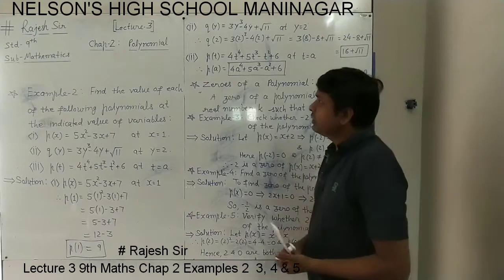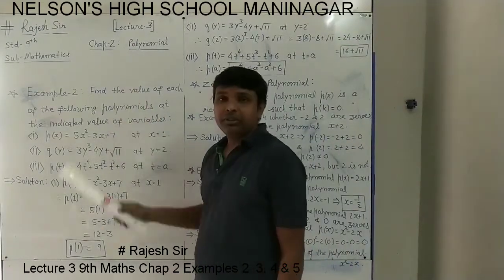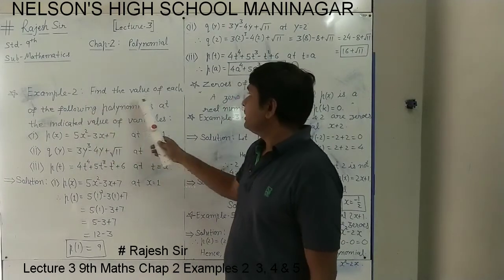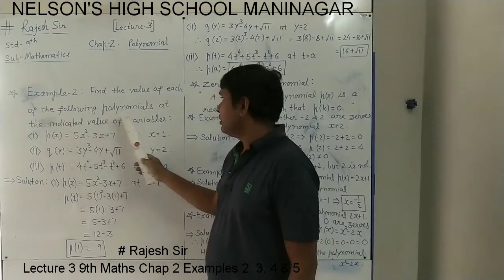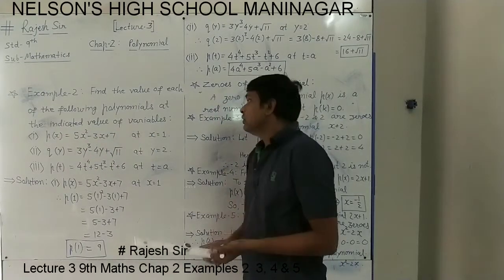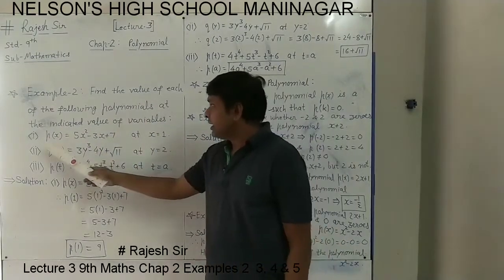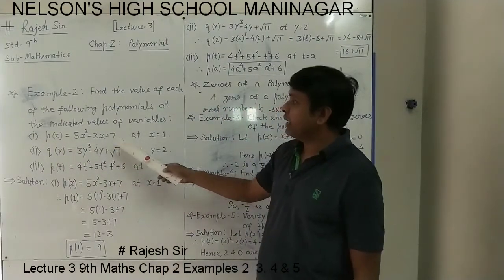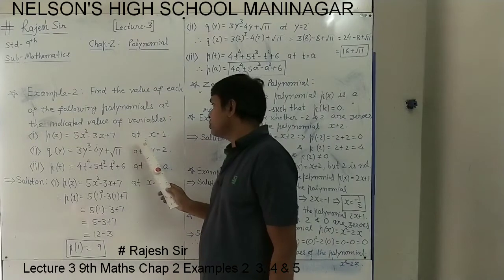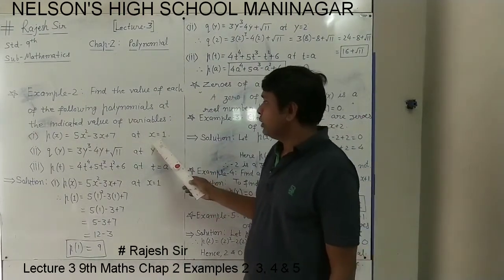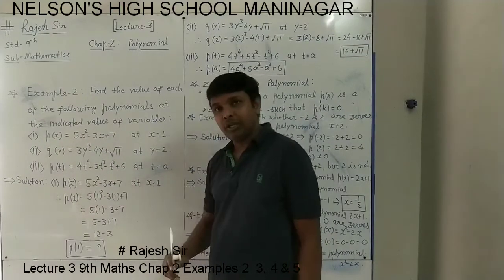Now, after exercise 2.1, Example 2: find the value of each of the following polynomials at the indicated value of the variable. The first polynomial is p(x) = 5x² − x + 7, and we have to find its value at x = 1. This is the indicated value of the variable, and on this value we have to find the polynomial's value.